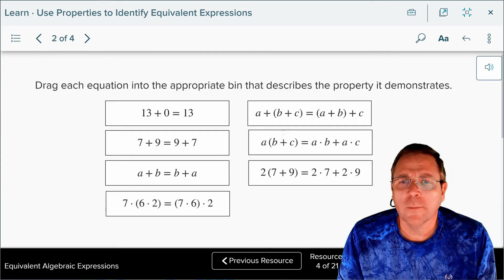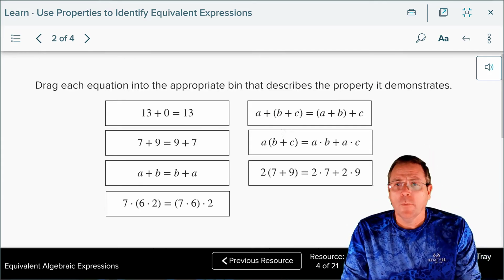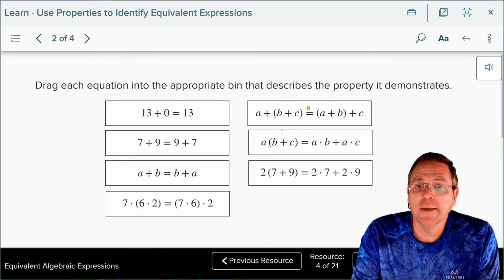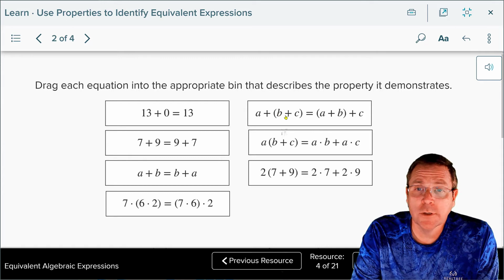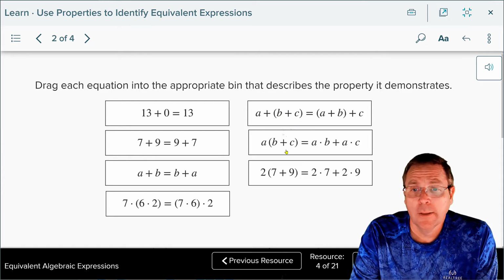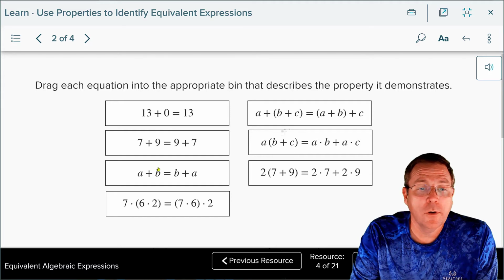So let's apply some of these properties here. First, I want to just look at the variable side of it and identify them. Right here, that's going to be your associative property of addition. Order doesn't matter when adding. This is going to be your distributive property. And this one right here, well, that's going to be a distributive property as well. And over here, of course, that one's going to be your commutative property.